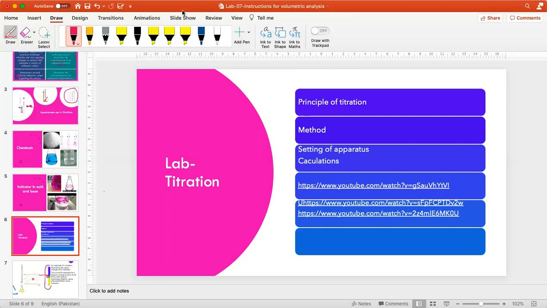So that is the task, and this is your actually volumetric analysis experiment. I hope you understand, or it's a little bit mathematical thing. Thank you so much.